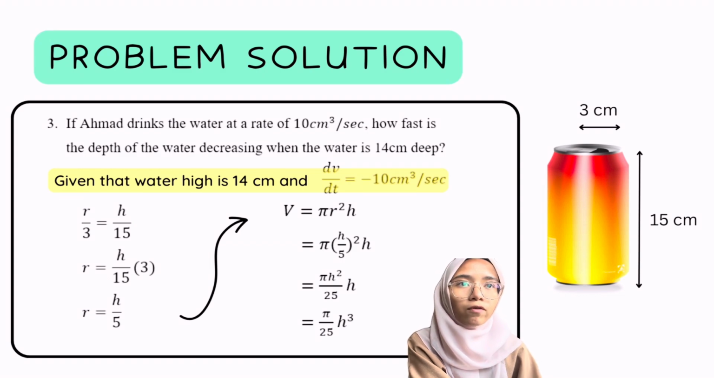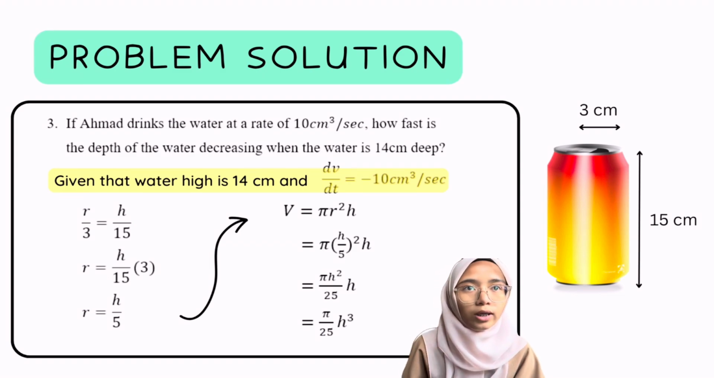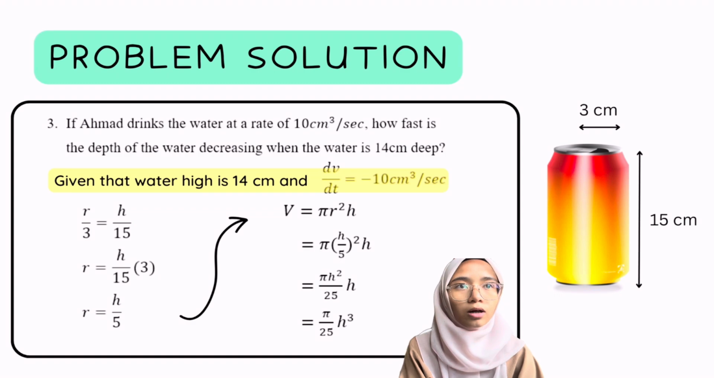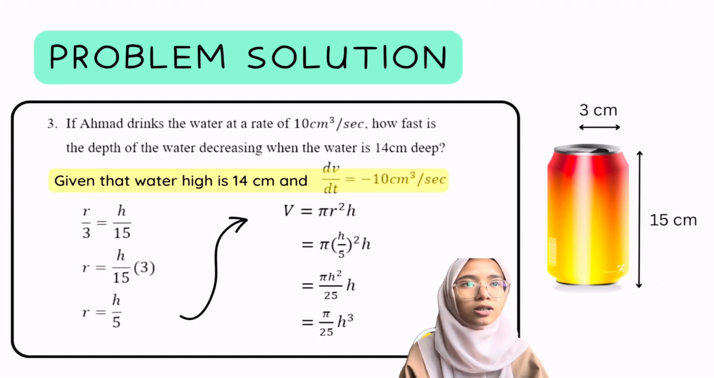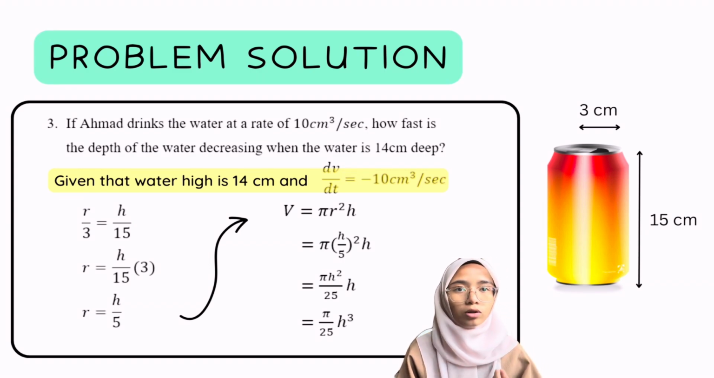From the question, we can conclude that the water height is 14 centimeters and dV over dt is negative 10 cubic centimeters per second. Why is dV over dt negative? It is because Ahmad drinks the water, so the water will decrease. So it is a negative sign.